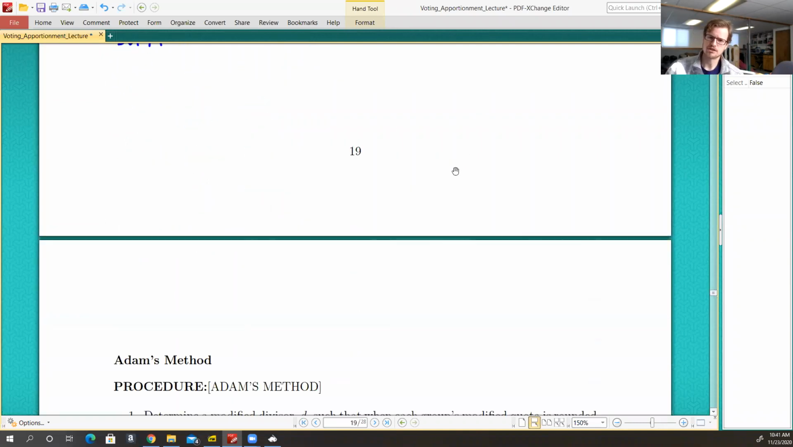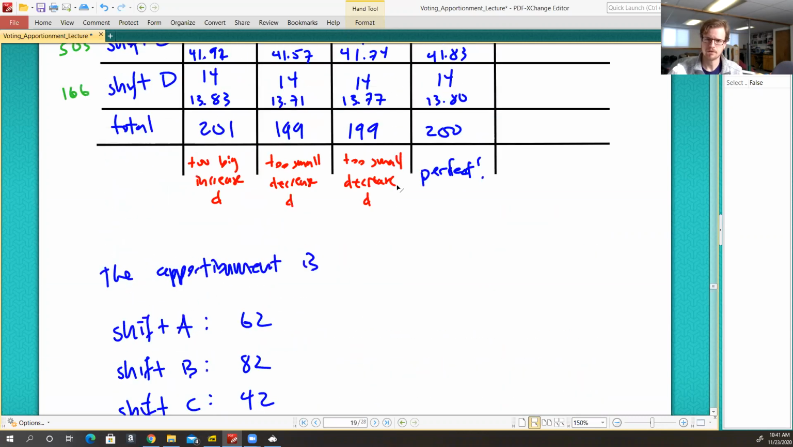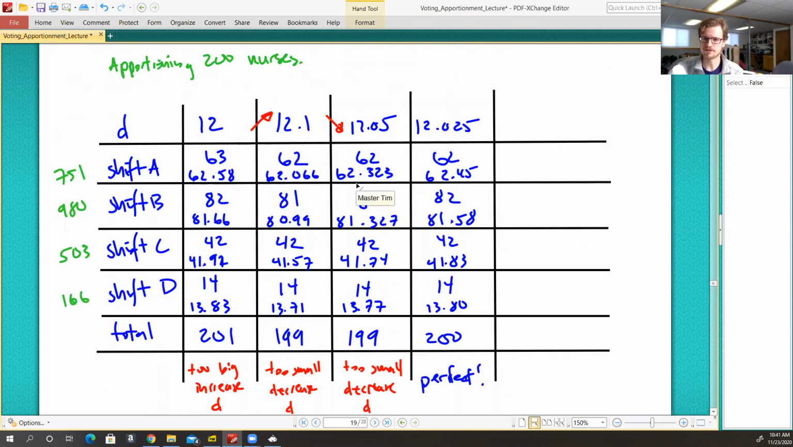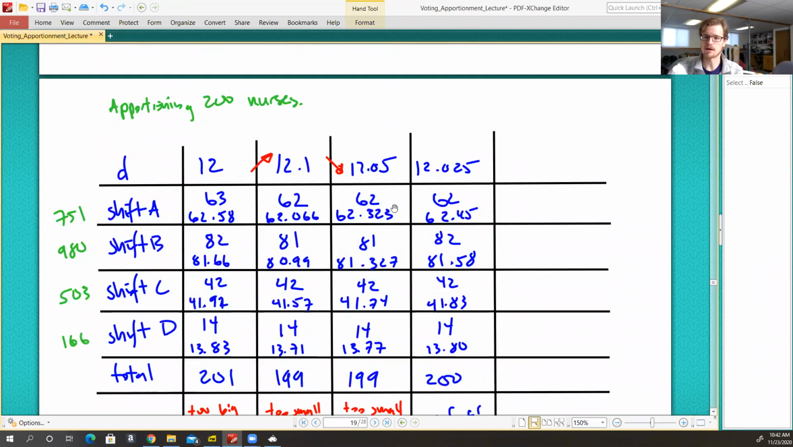And I'd just like to finish this video off by reminding us of Adams' method. For Adams' method, what we do is we find, again, a modified divisor, but we find one so that when we round up, we get the desired distribution. So here we rounded to the nearest. All we would need to do for our last method, Adams' method, is round up.